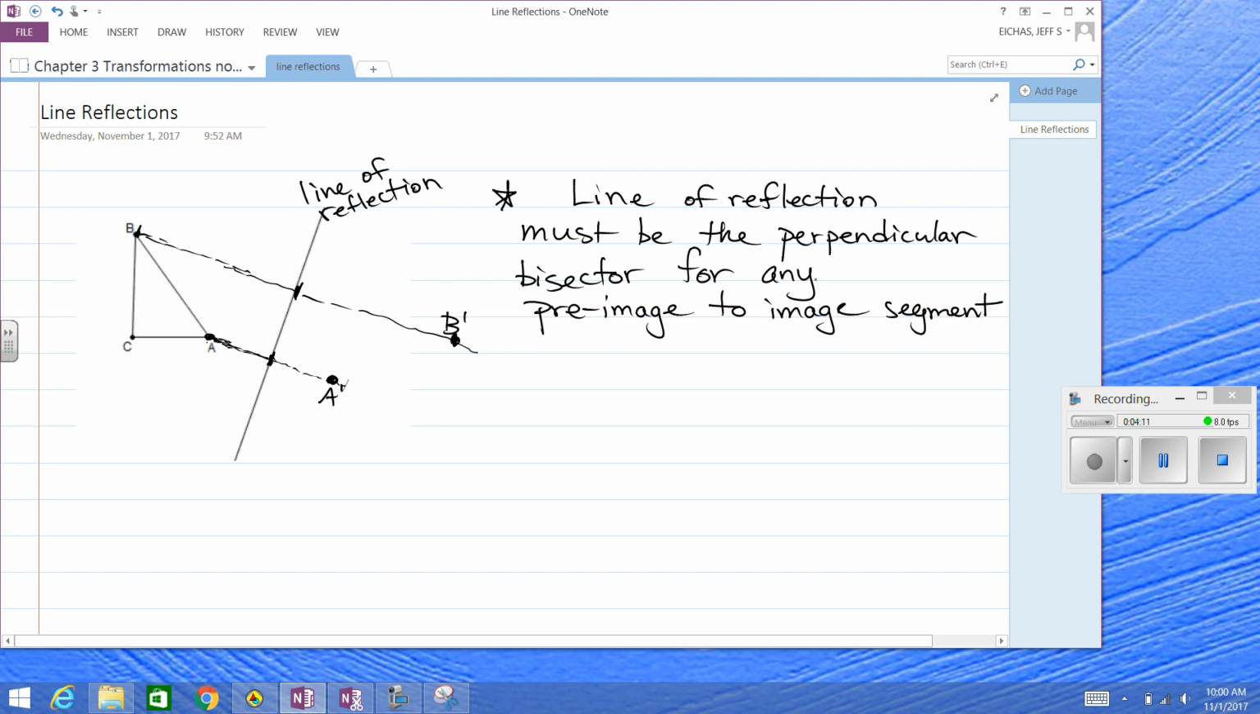So if you understand that perpendicular bisector concept, you're going to be able to find the image given the line of reflection. There's another option that we'll be able to do as well, where if I give you the pre-image and image, you'll be able to construct the perpendicular bisector, which is to find the line of reflection. Okay, so this is going to give us the big information that we need. All right.